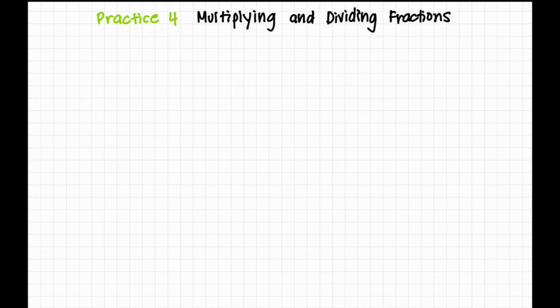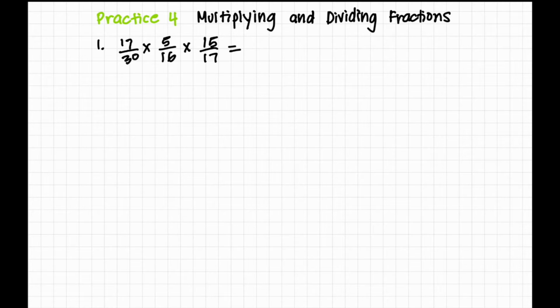Let's start. The first question that I have is 17 over 30 times 5 over 16 times 15 over 17. Using the crossing out method, how would we do this one?